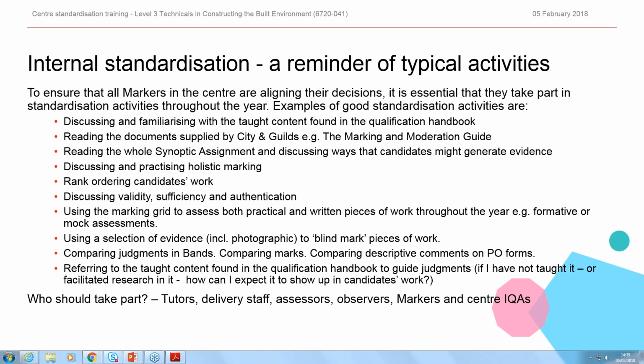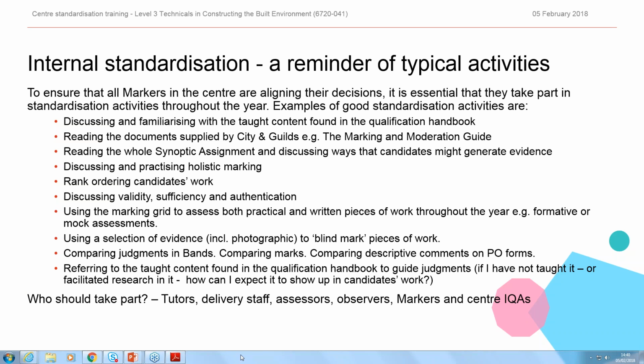The kind of things that you'd need to do to make sure that everybody can mark to the same standard is looking at the content in the qualification handbook. It's really important that you familiarise yourselves with the marking and moderation guide because there's some really useful tips about how to use that marking grid effectively. You can do practice marking with your team using the student exemplar materials here. But whatever you choose, internal standardisation is really a key activity that needs to take place within centres. And there's a series of different ideas there.